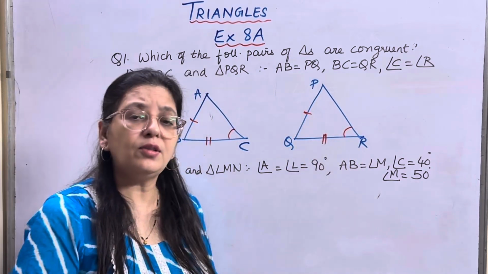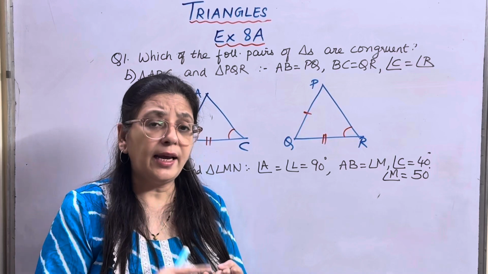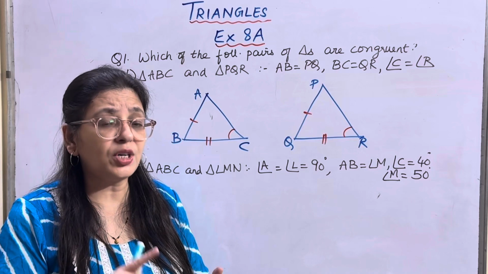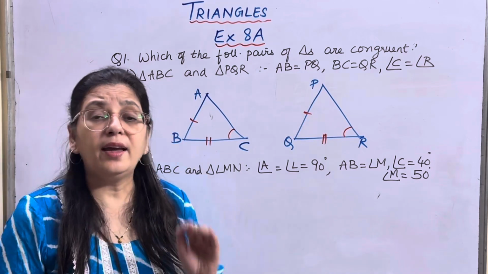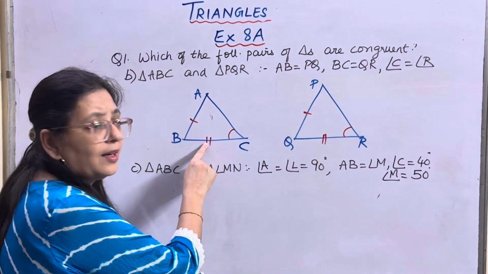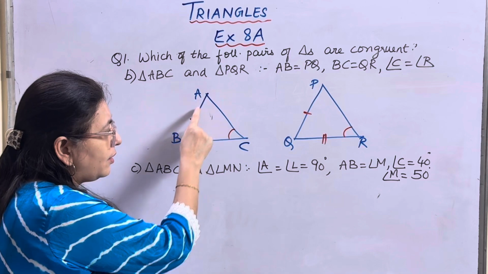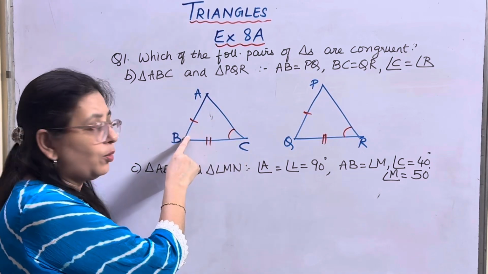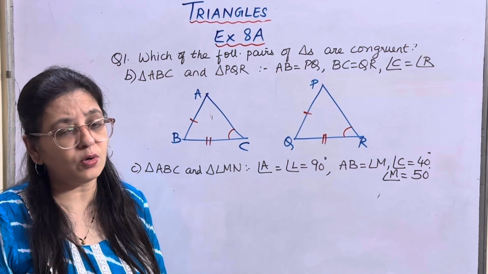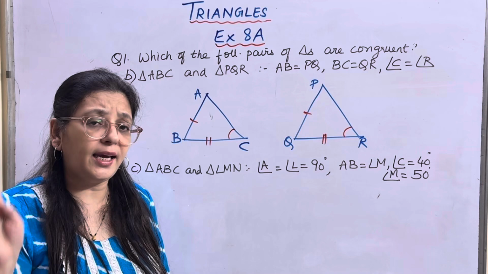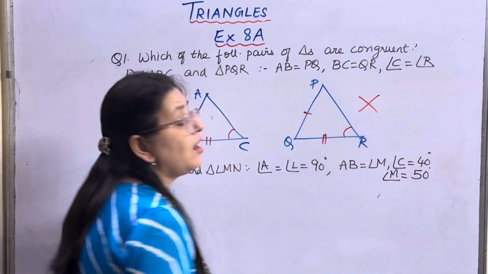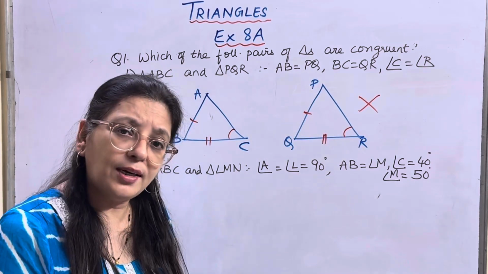Are these two triangles congruent? Which are the different tests? SSS test: are the three sides equal? No. RHS, right angle? No. SAS test: two sides and an included angle. Two sides are there, but this should be the included angle. This side and this side, this becomes the included angle. This is not an included angle, so it does not go by the SAS test also. And the fourth one is the AAS test. Two angles? No. So therefore these two triangles are not congruent. Are you clear? Come on.